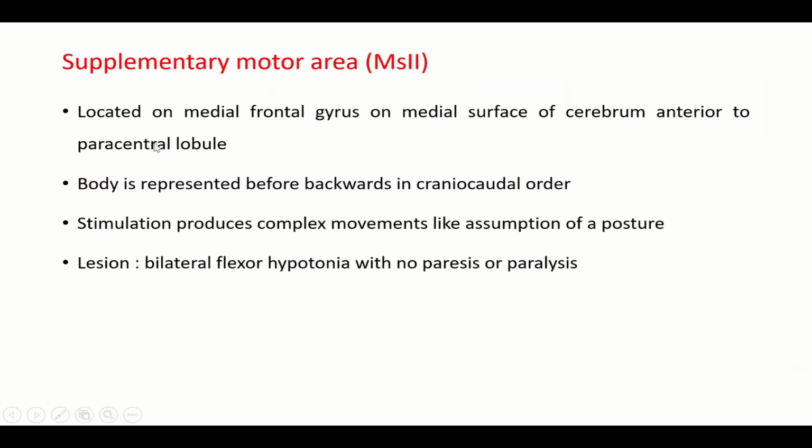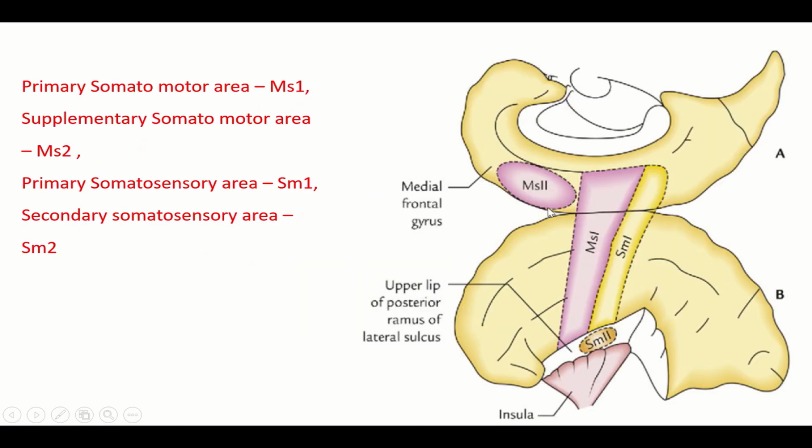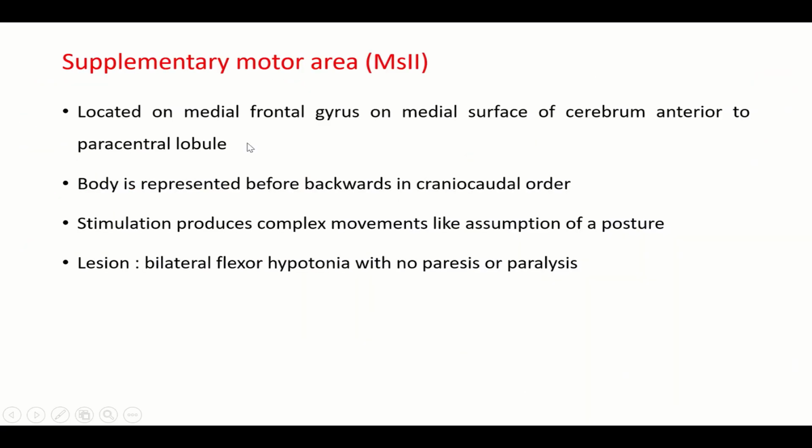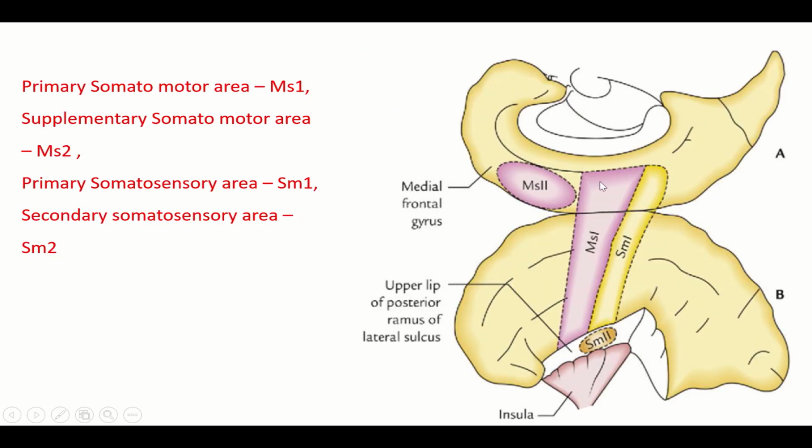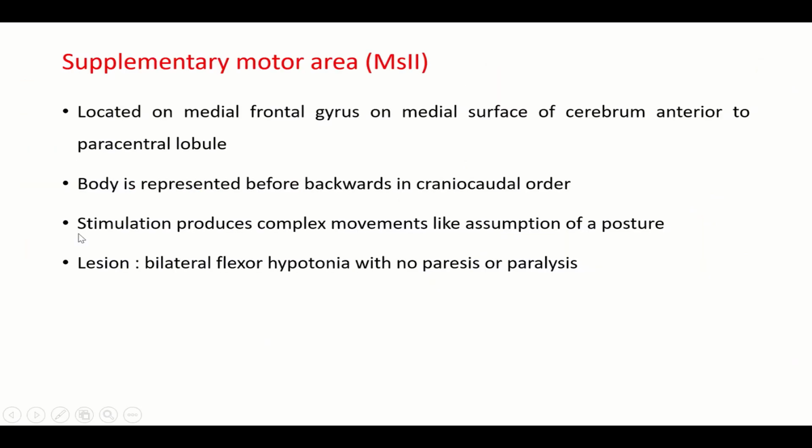The supplementary motor area is located on the medial frontal gyrus, on the medial surface of the cerebrum, anterior to the paracentral lobule. You can see this particular part is the paracentral lobule, and anterior to that is the supplementary somatomotor area. The body is represented from before backwards in craniocaudal order. Stimulation produces complex movements like assumption of a posture. Lesion of the supplementary motor area results in bilateral flexor hypotonia. There will be no paresis or paralysis, only flexor hypotonia on both sides.